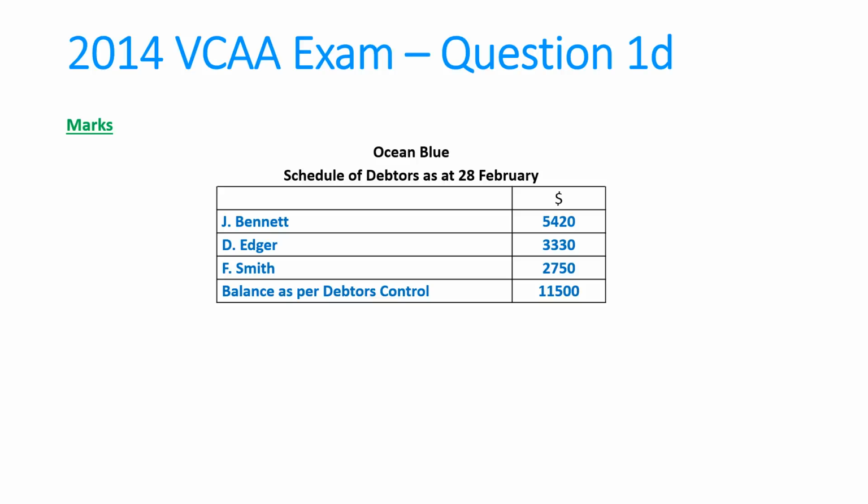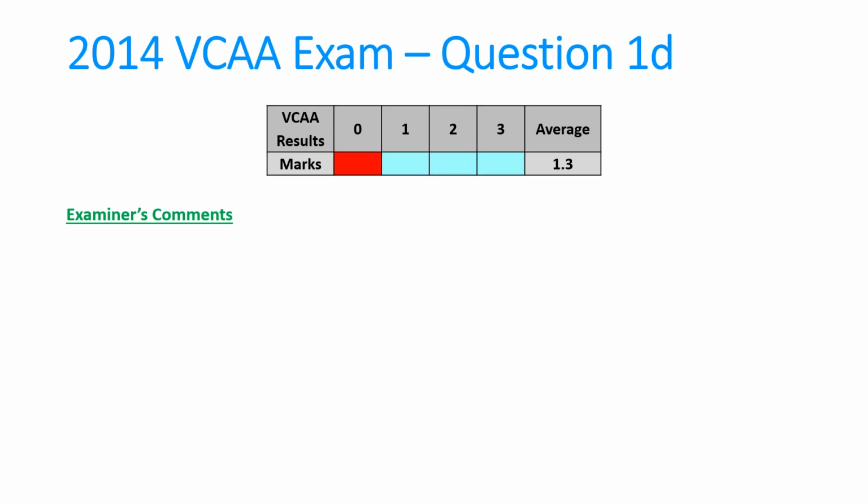What's interesting with this question is, first of all, the marks. There's 4 numbers there, but obviously only 3 marks. J. Bennett was 1, D. Edger and F. Smith was 1, balance as per debtors control was 1, and that was your 3 marks. What's interesting is that 29% of the state got 0, but at the other end, only 4% got 3 out of 3, which is quite surprising.